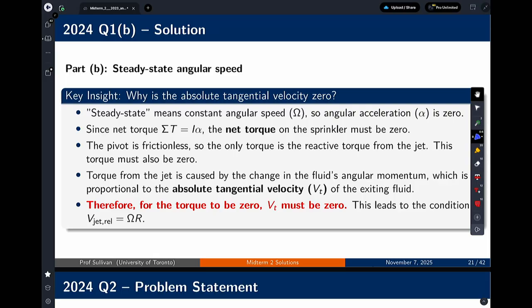This torque must also be 0, and the torque from the jet is caused by the change in the fluid's angular momentum, which is proportional to the absolute tangential velocity of the exiting fluid. Therefore, for torque, the tangential velocity must be 0, which means that the only velocity that we worry about is the relative velocity. So the relative velocity of the fluid leaving is omega r.